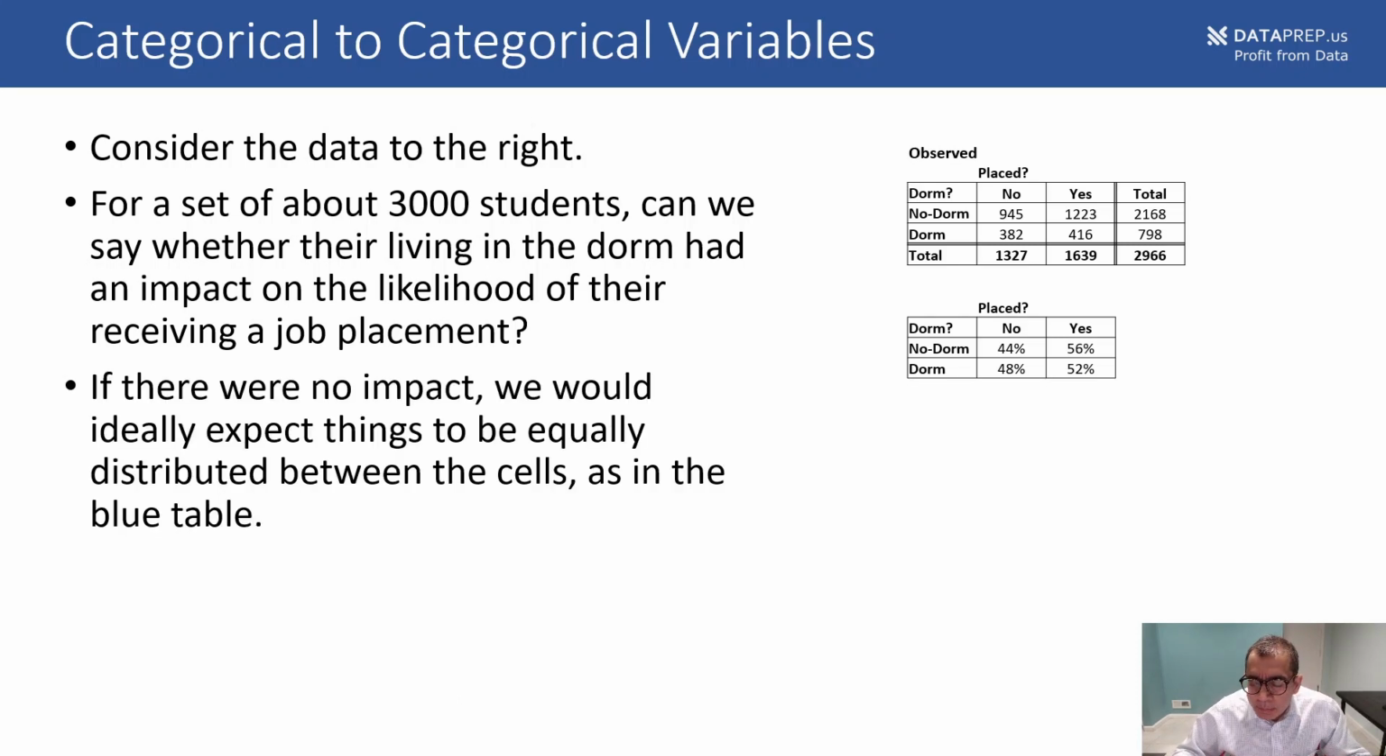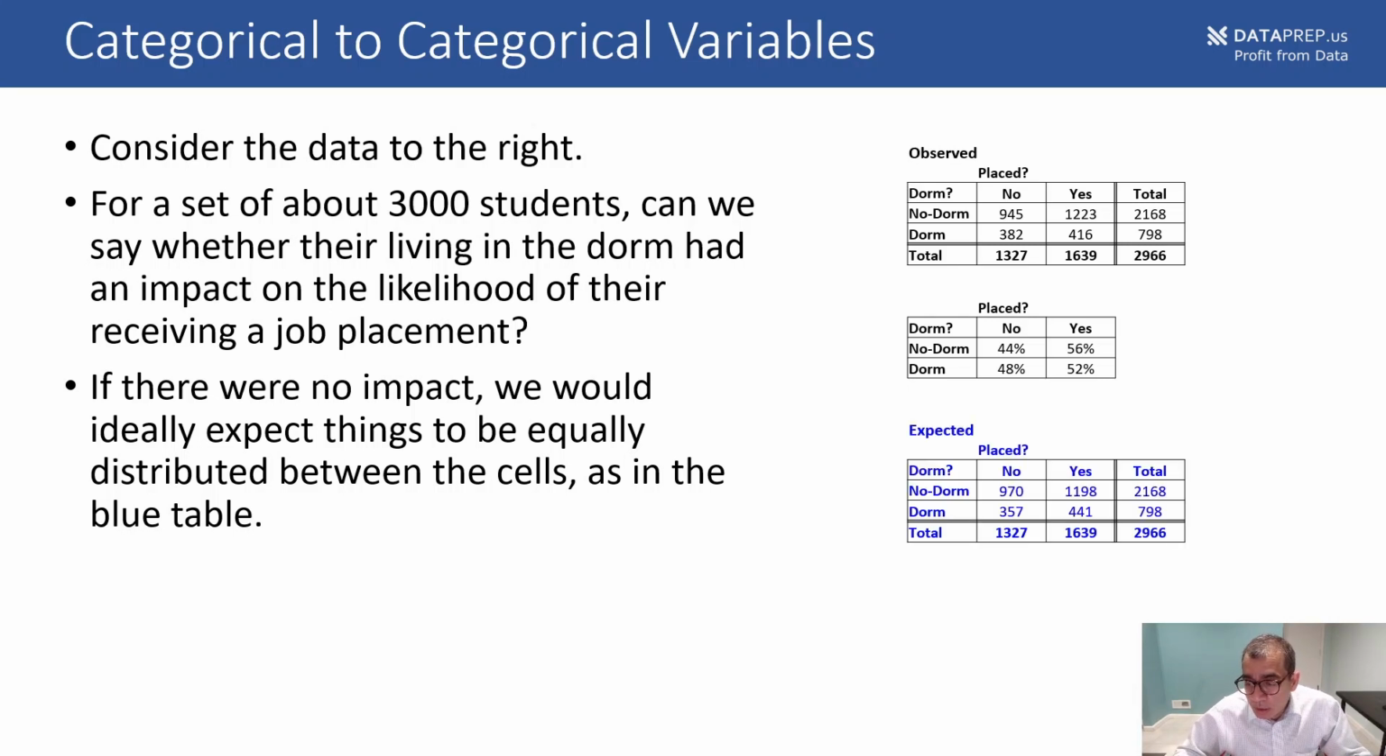Now, if there were to be no impact between a student's living situation and their placement, we would expect things to be equally distributed between the cells, as in this table. So really, what we did here was we took these numbers and we spread them out equally between the yes and no columns for placement. And this is what my ideal distribution would have looked like if there was no connection between the two. We can then compare this 970, which is the ideal, to what the actual was, the observed value 945, and try to do some calculations to understand whether there is a correlation between these two factors.